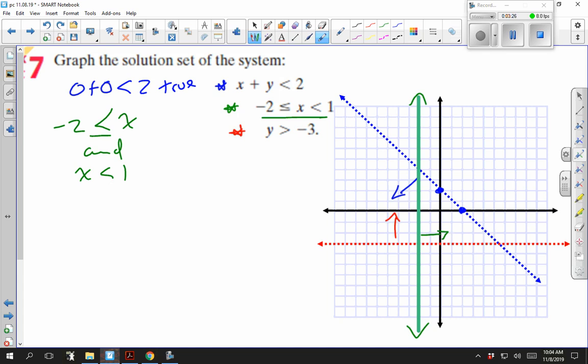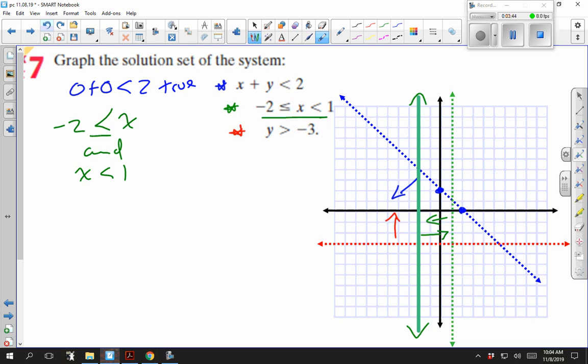Lastly, x is less than 1. That's like graphing x is equal to 1. That's going to be a dotted line. Make sure it's dotted. Dotted line. That says less than. That means that's going to go to the left.